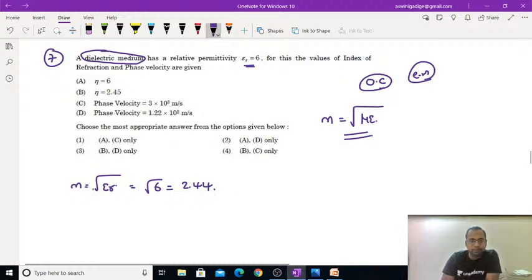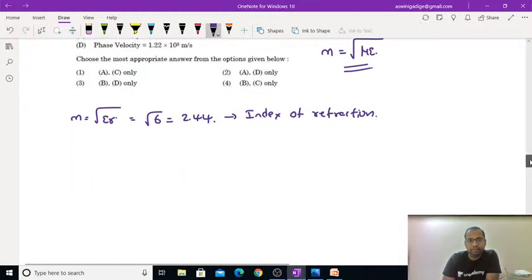Fine. So it is the index of refraction. As per this, option B is correct. Fine. And now coming to the phase velocity.